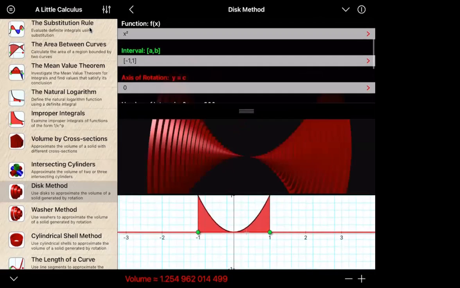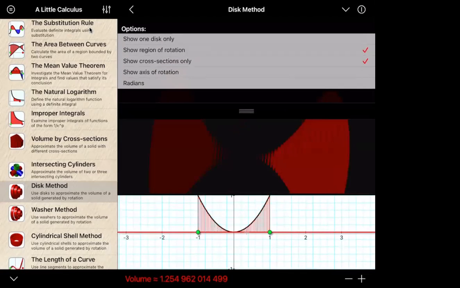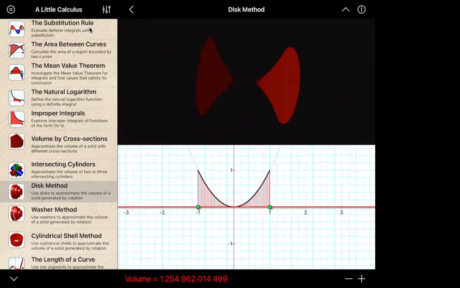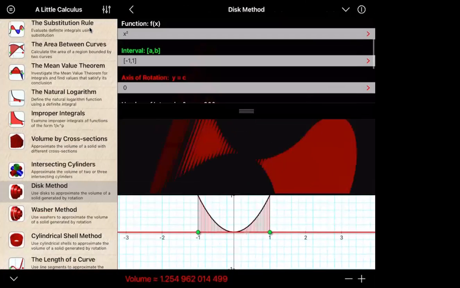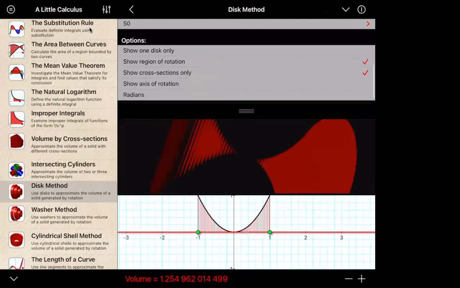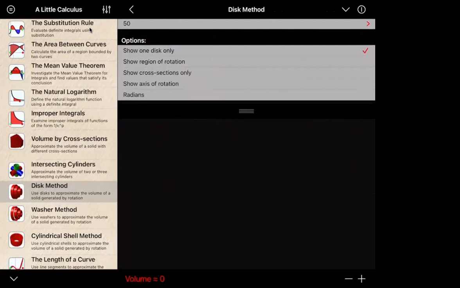Let's see what else we have here. Show cross sections only. All right, so those are our cross sections that we're going to divide, and it actually shows just the cross sections. And then we're going to rotate those. So we'll see what other choices I have here. Show one disc only. Let's turn these off.